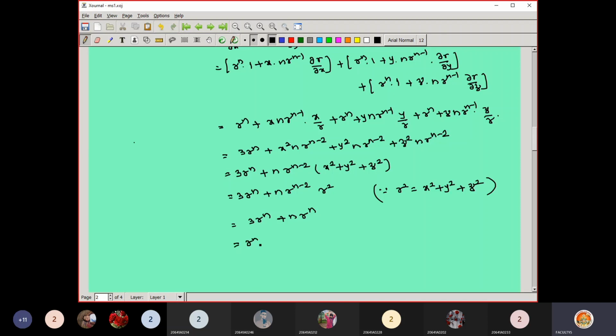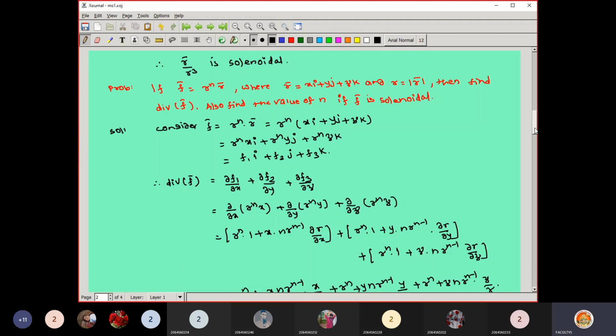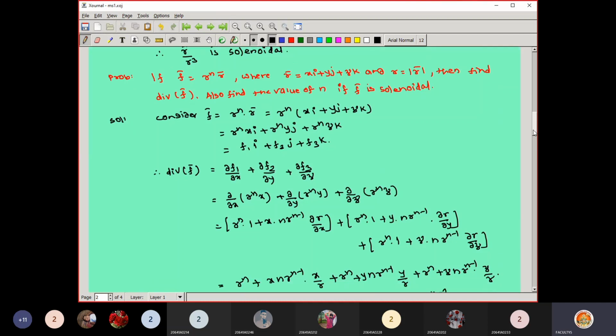Even if I take r power n common, you are getting 3 plus n. This is your divergence corresponding to the given expression, divergence of f bar. So just look at the problem here: f bar is given as r power n into r bar, and you are calculating the divergence of f bar. The first part is over. Now we need to calculate the value of n when f bar is solenoidal.